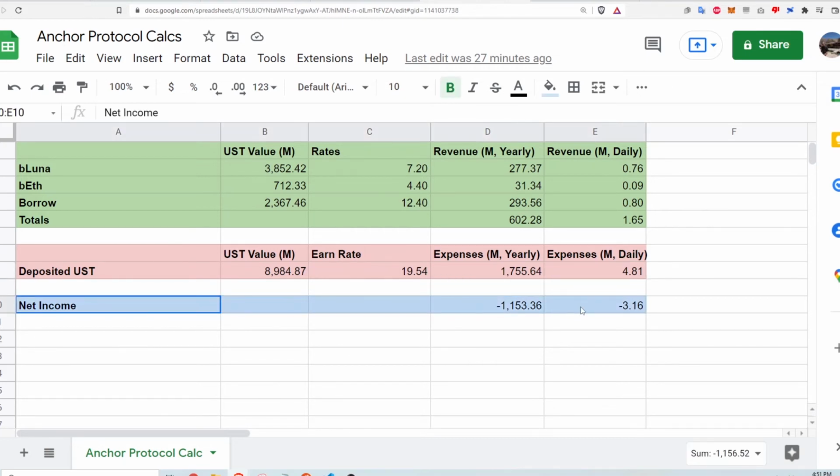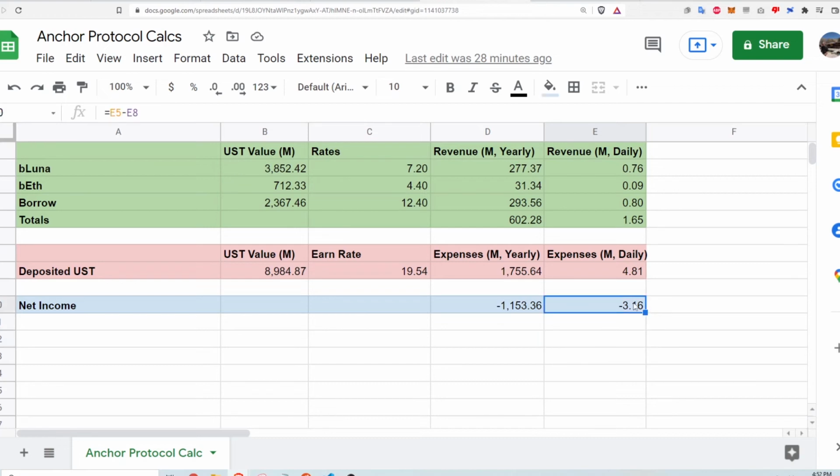So finally calculating the net income, just have to difference these two numbers to get a yearly number, and that would be minus 1.15 billion UST per year, and that's obviously not sustainable. And as a daily value, that is 3.16 million UST. So the Anchor protocol yield reserve is estimated to lose about 3.16 million UST per day at these rates. Okay, so that is how the depletion rate of the yield reserves is estimated.